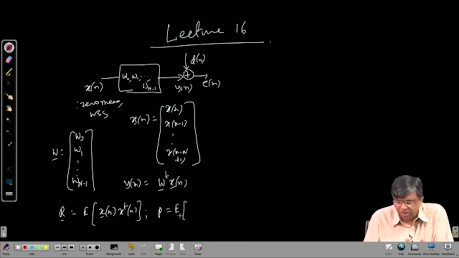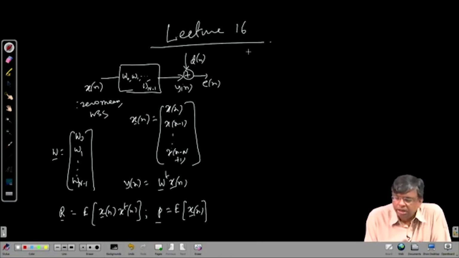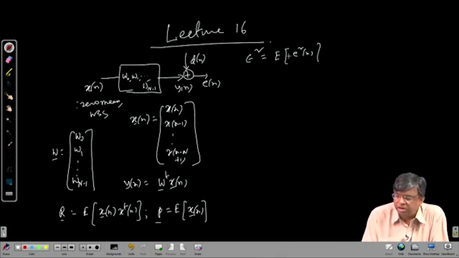Therefore, for this x n vector, every term multiplied by d n and expected, that is a cross correlation, and they are all independent of n. So, this vector is a cross correlation vector p. Then what we obtained is this epsilon square, the expected value of e square n, that is the output error power, the average power of the output error, and that we tried to minimize.